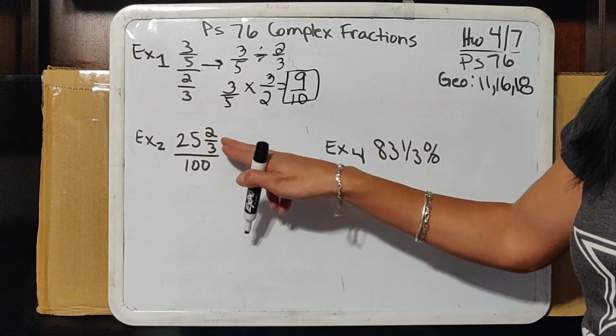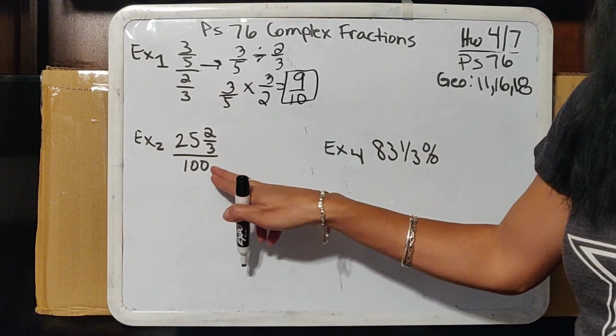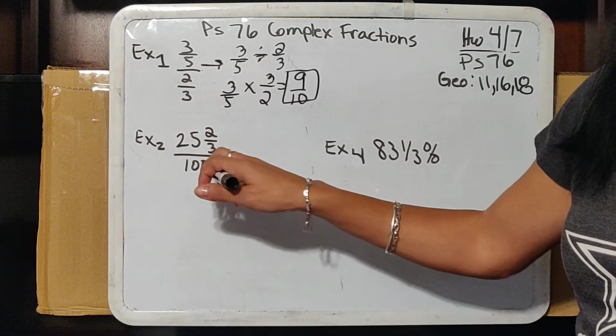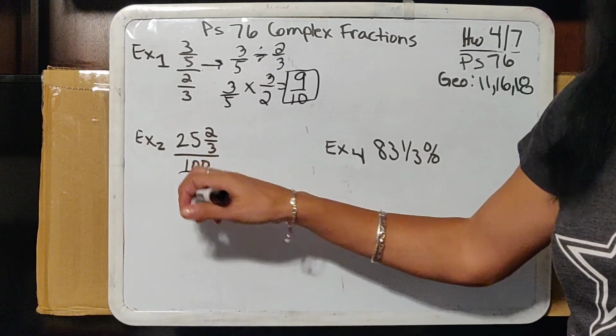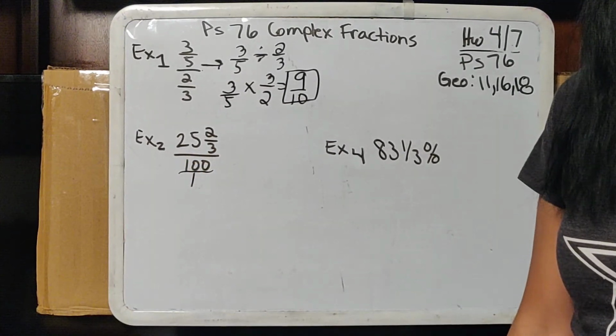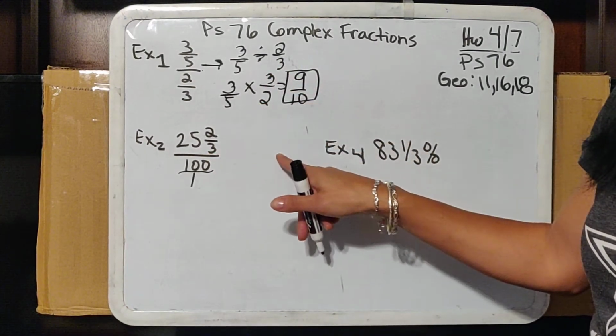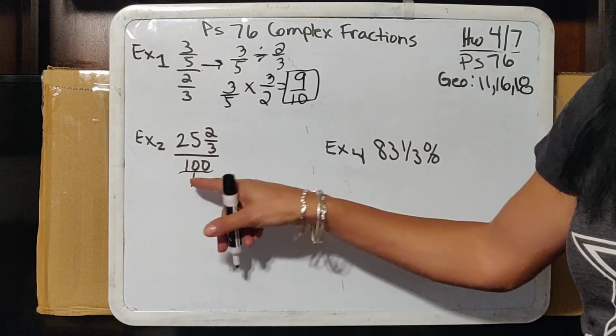Looking at the next example, it's the same thing. The only difference is this is a fraction on top of a whole number. So it doesn't look like a complex fraction, but remember that all whole numbers can be written by writing a 1. So now I have created a complex fraction. And we'll do the same thing we did here. We'll write it horizontally so that we can avoid dividing by a fraction.